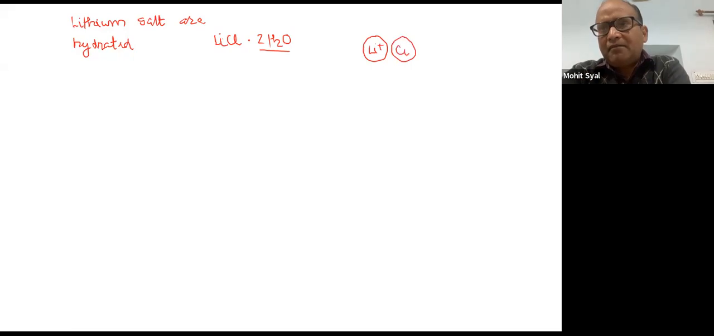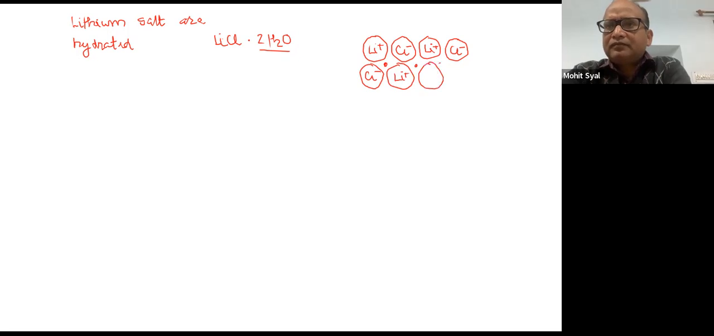Li plus, Cl minus, Li plus, Cl minus, similarly this Cl minus, then you have Li plus. So these water molecules will get deposited between these ions.